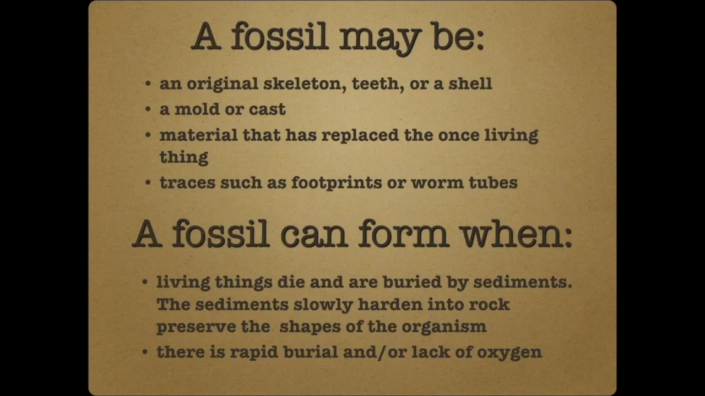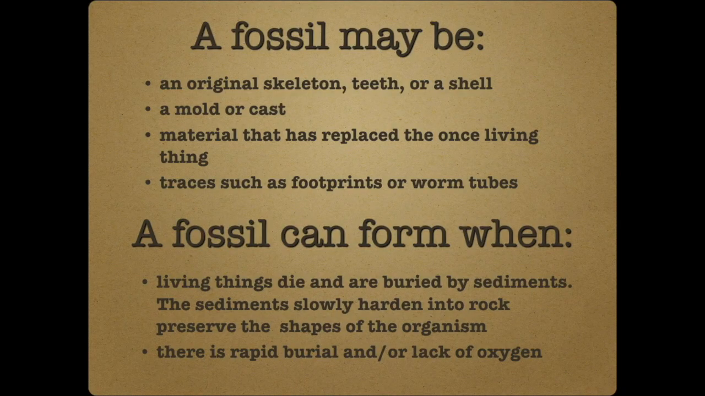Now, a fossil can form basically in two ways. Number one, when living things die and then they're buried by sediments piling over them. This can happen very quickly when maybe there's a flood or some sort of burial of the organism by sediments. The sediments slowly harden into rock with pressure, and basically they preserve the shape of the organism. When that organism starts rotting and breaking down, it will then create a mold.